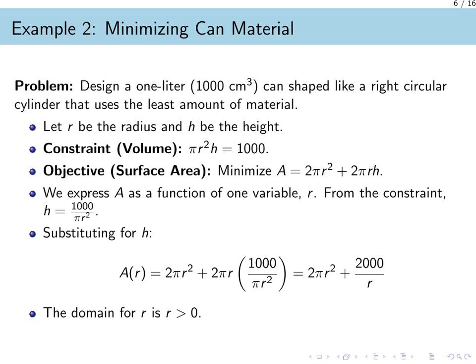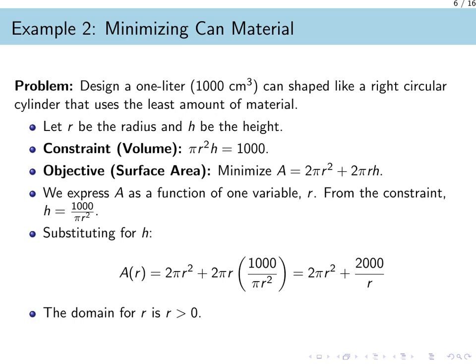The volume formula is pi times r squared times h equals 1,000. To analyze this with calculus, we need the area as a function of a single variable, so we solve the constraint for height, getting h equals 1000 over the quantity pi r squared.